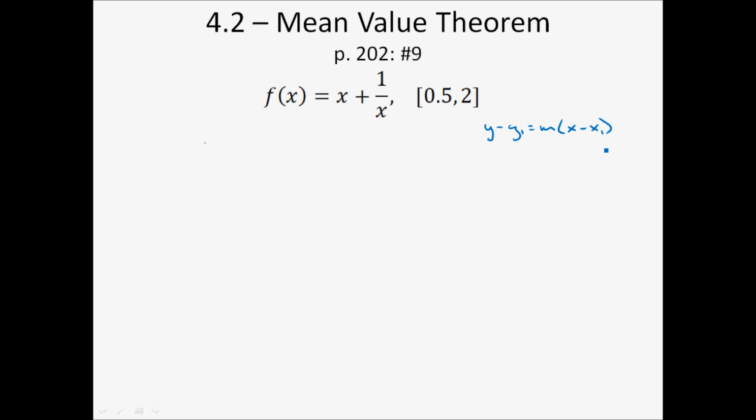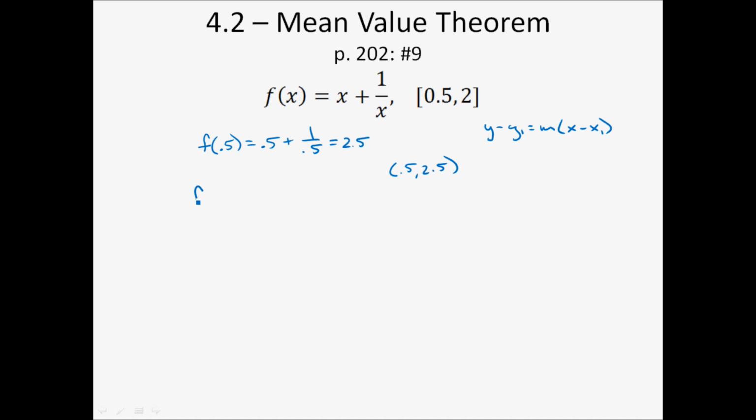To find the slope, we have to find both points. You need 2 points to calculate slope. So let's figure out the first point. We want to evaluate our function at 0.5. So we're going to have 0.5 plus 1 over 0.5. 1 over means the reciprocal, right? The reciprocal of 1/2 is 2. So that's going to be 2.5. That's 1 point. One of the points is (0.5, 2.5).